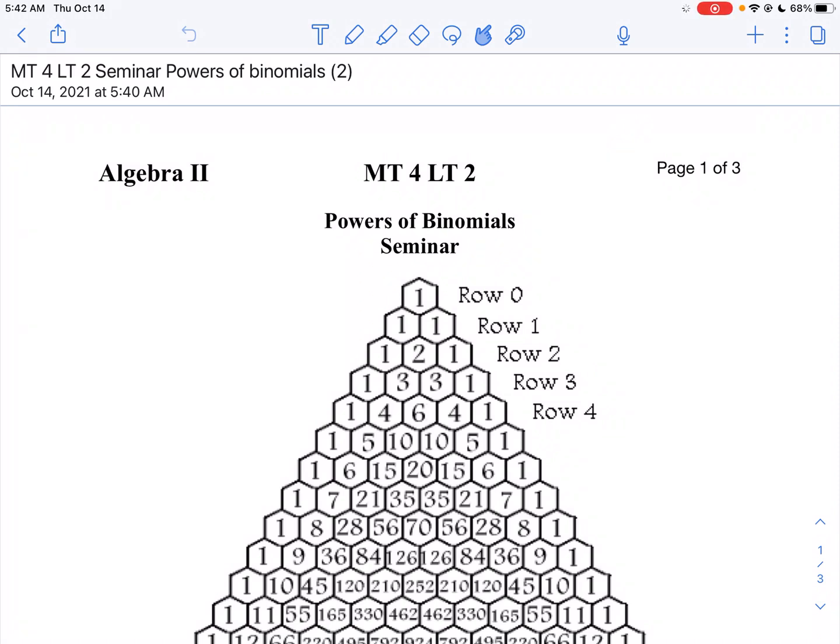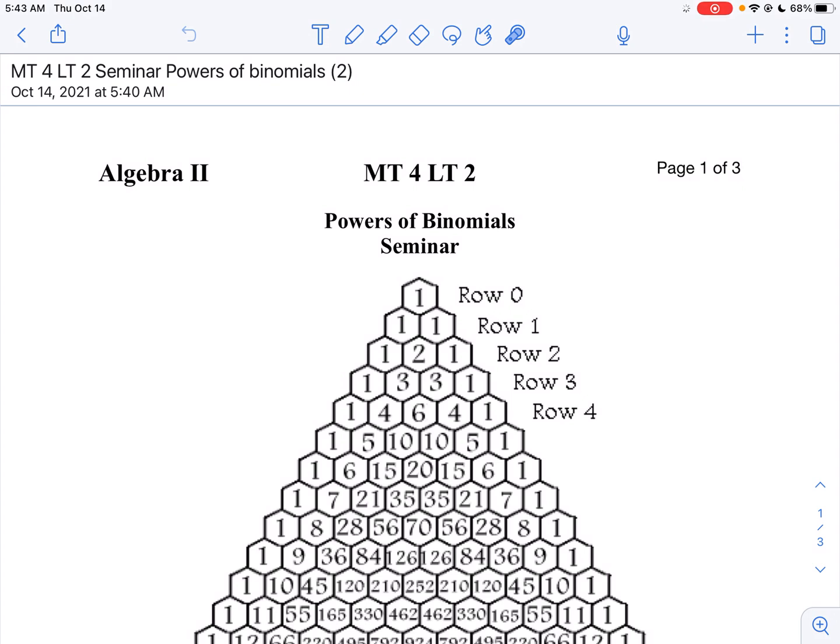Hello, in this lesson, I want you to use Pascal's triangle to expand the powers of binomials. I want you to use the binomial theorem to expand the powers of binomials. And the vocabulary you're going to come across is Pascal's triangle. Pascal's triangle was invented by a mathematician named Blaise Pascal, and it has many uses. We're going to look at how it works with binomials today, and it also has to do with probability.